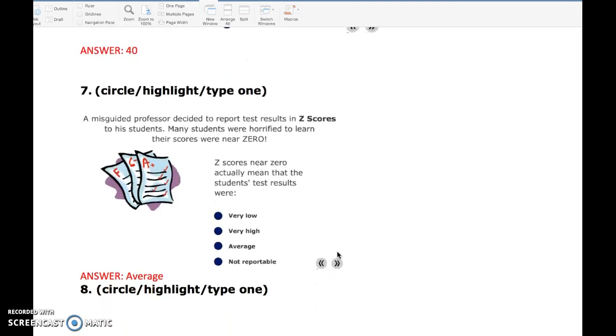A misguided professor, you never have any of those, decided to report test results in z-scores to his students. Many students were horrified to learn their scores were near zero. Z-scores near zero actually mean that the students' test results were average. So a z-score is just what we call standardizing the data. Sometimes the way things are measured are not uniform, and we need all the different units they're measured in to conform together so we can analyze them. And so that's what we use z-scores for. We standardize things so that we can measure them better and get meaningful results. When you approach zero, when you've standardized your data, you're actually getting closer to the mean or the average.